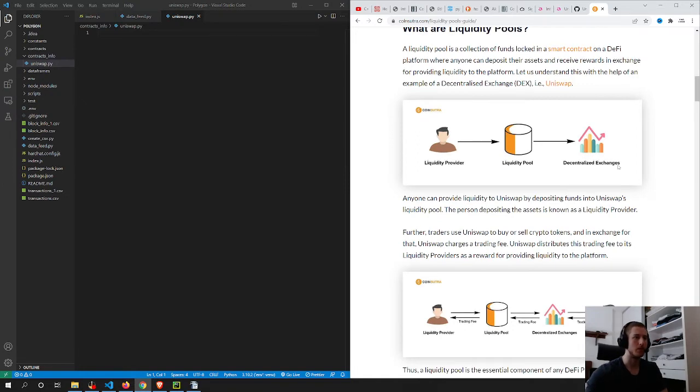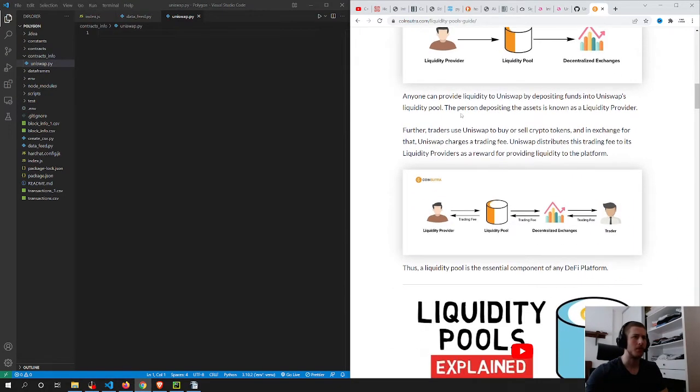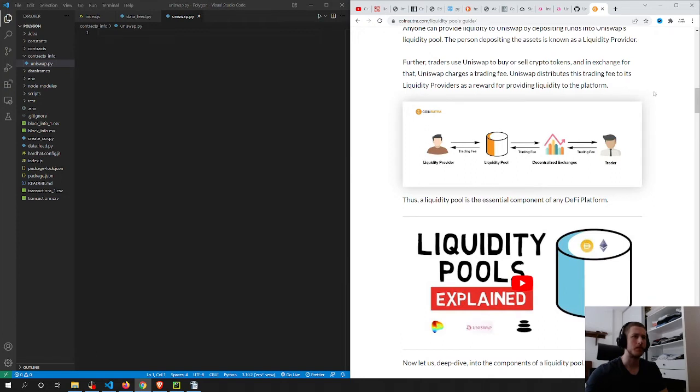So it is what I was talking about. You can provide liquidity to Uniswap by depositing funds into Uniswap's liquidity pool. Further, traders use Uniswap to buy or sell crypto tokens, and in exchange Uniswap charges a trading fee. Uniswap distributes the trading fee to its liquidity providers as a reward. Also, I guess the protocol determines both the fees and the price of the coins based on this trading, and that's the bridge, I think.